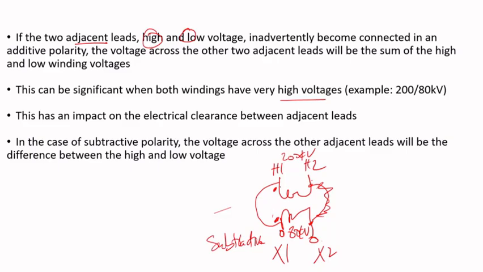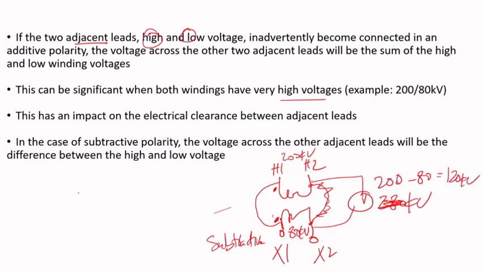So if somehow H1 becomes connected to X1, then the voltage from here to here will reach 280 kV. If the insulation is not designed for that, then that can be a problem. No, I should take that back. In this case, it's 200 minus 80, which is 120 kV.